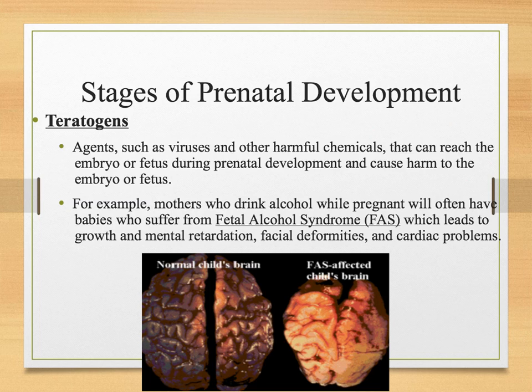One of the best examples of a teratogen is known as fetal alcohol syndrome, or FAS, which leads to growth and mental retardation, facial deformities, and cardiac problems. Pictured below is a normal child's brain compared with the brain of a child whose mother drank alcohol while pregnant, which led to fetal alcohol syndrome and mental and physical retardation.